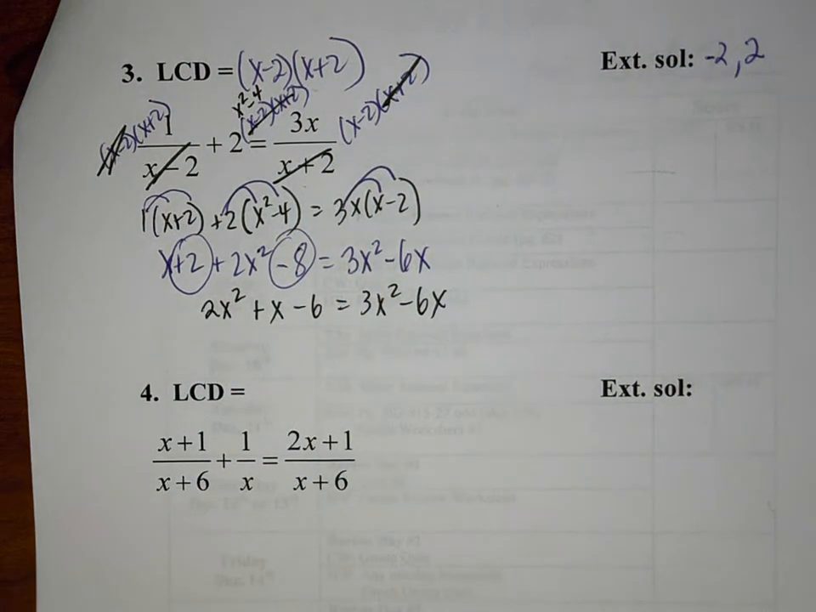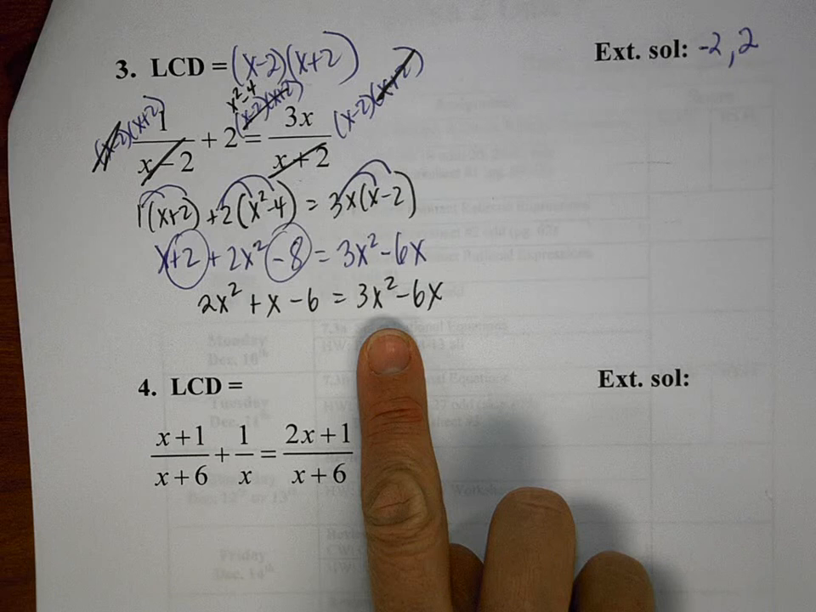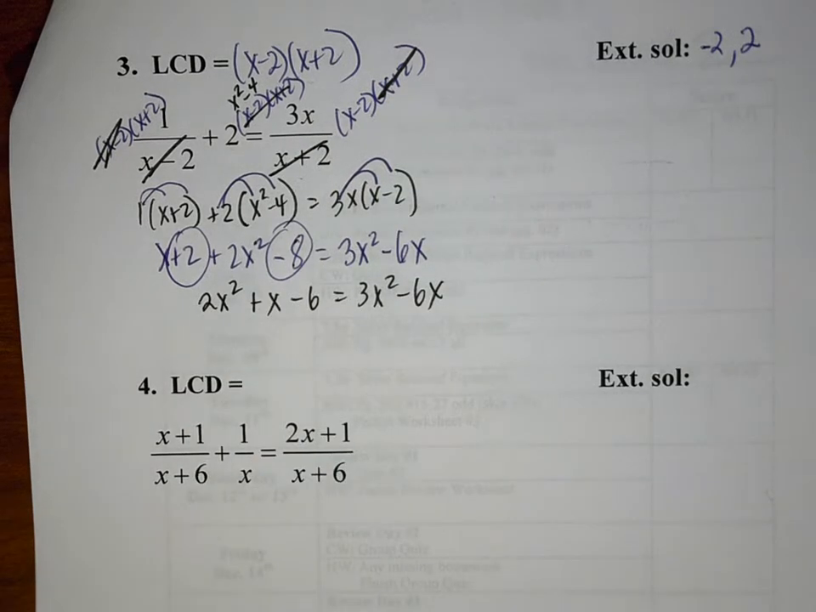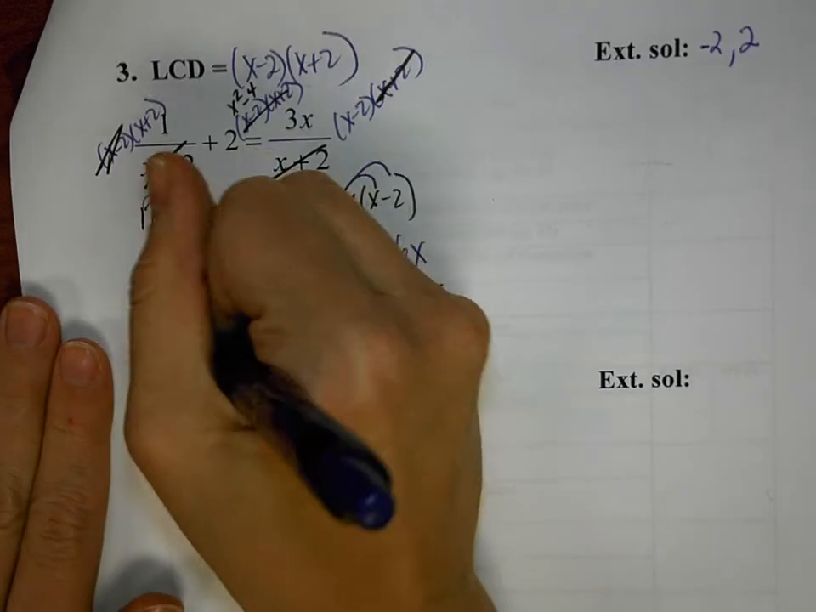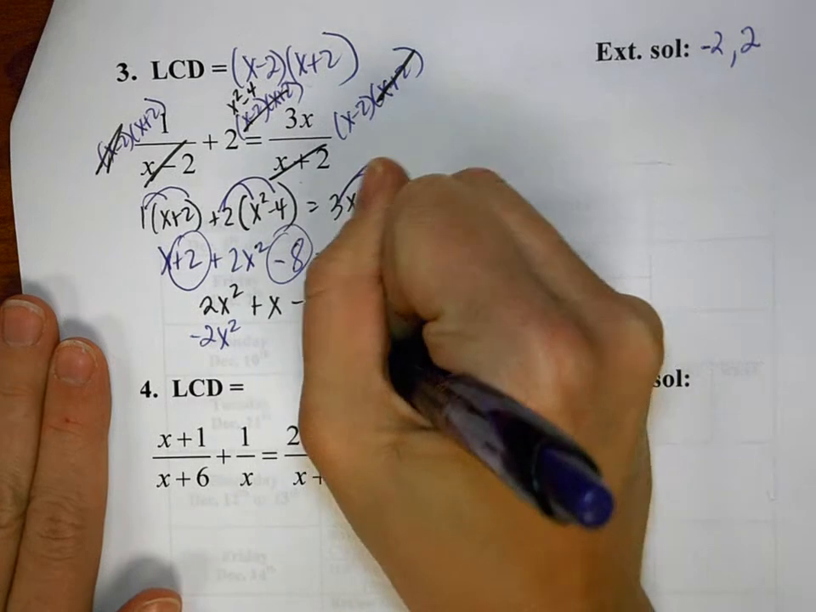My next question is, should I move things to the right or to the left, and why? Mandel, would I move it to the right or the left? To the right is correct. Do you know why? Exactly. 3x squared is bigger than 2x squared, and we want our x squared to be positive. Thank you. So we are going to subtract 2x squared.